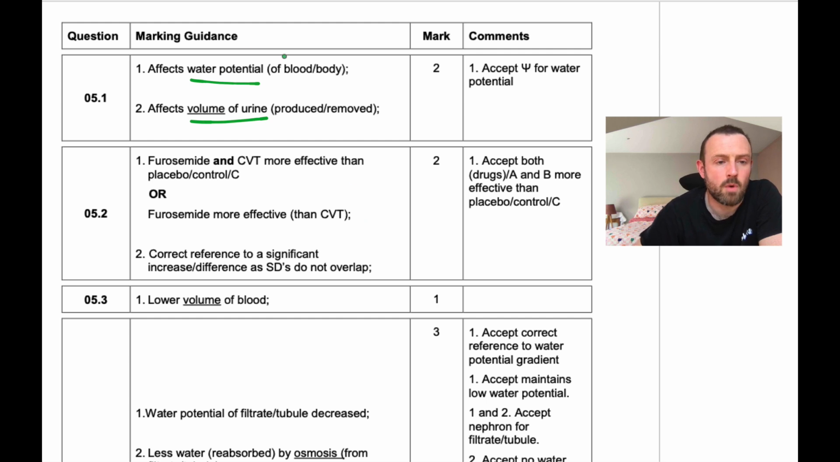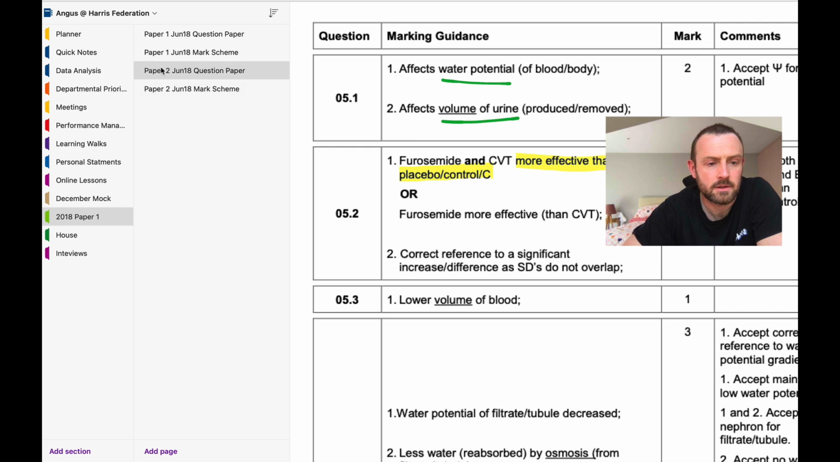And you do need to say more effective than placebo. They are more effective than the placebo, than the control group C. I think I would have got 2 because I would have got this one and this one. More comparative statements, more effective than.